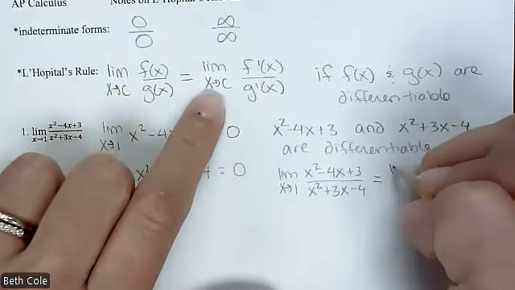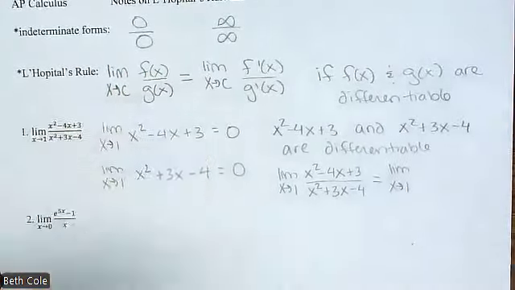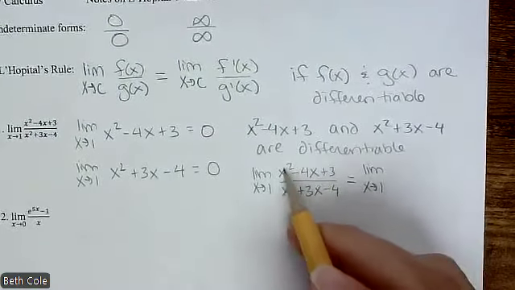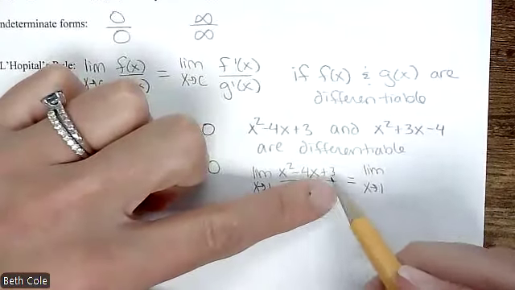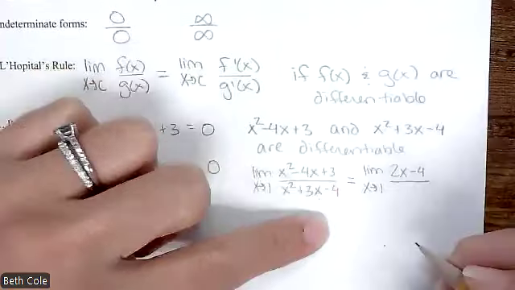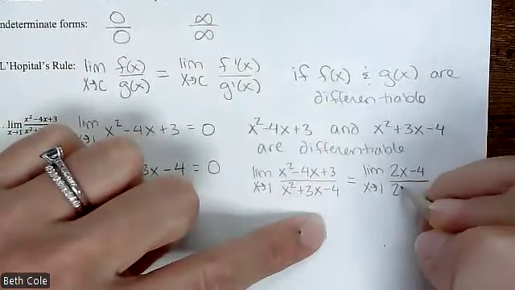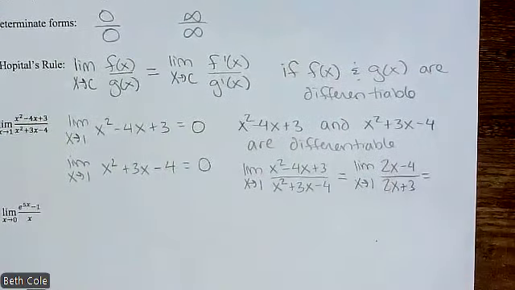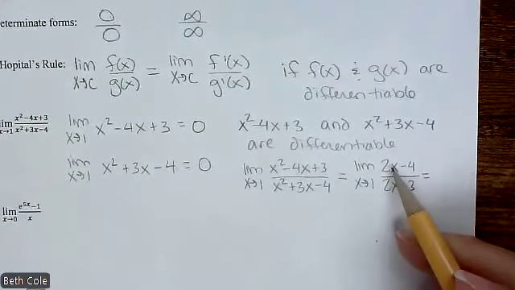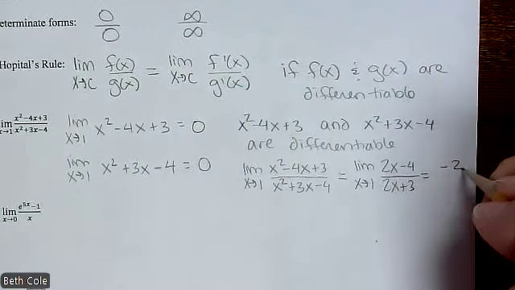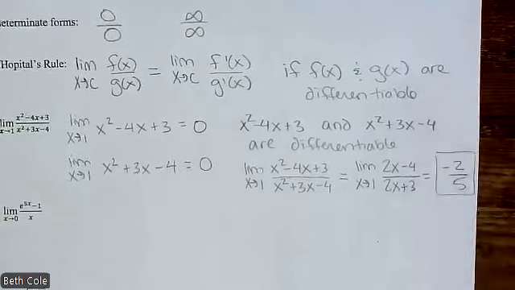So then we're going to write limit x goes to 1. And now finally, we get to actually do the math of taking the derivatives. So the derivative, and you do them separately. The derivative of just this numerator is 2x minus 4. And the derivative of the denominator is 2x plus 3. And then you plug in 1 and you get your answer. So if you plug in 1, that's going to give you negative 2 over 5. So negative 2/5 is your answer.